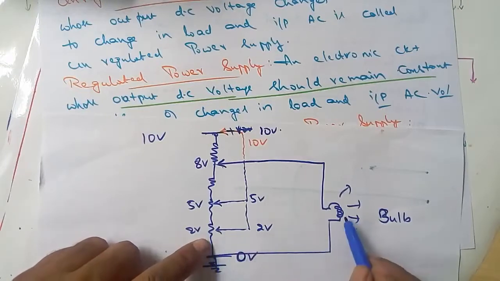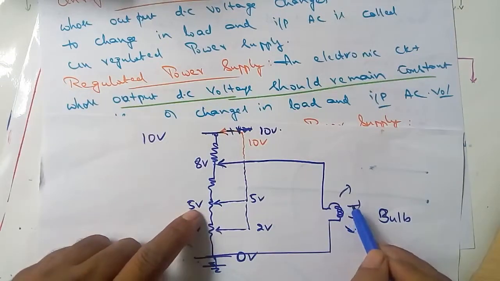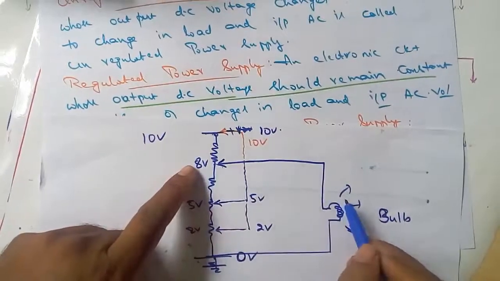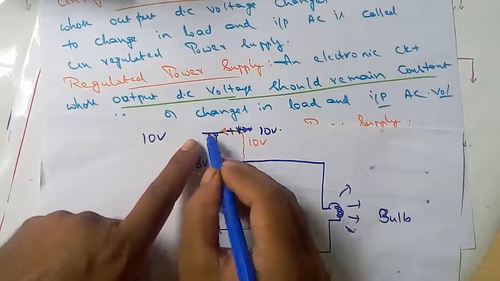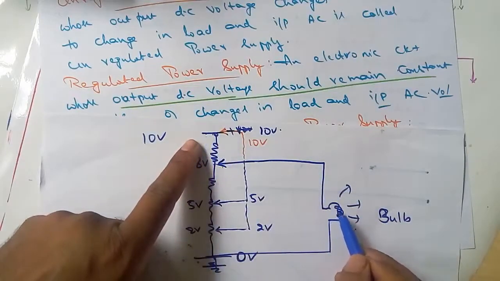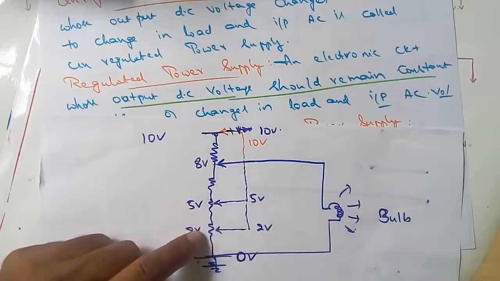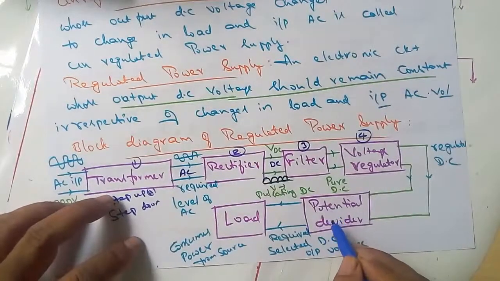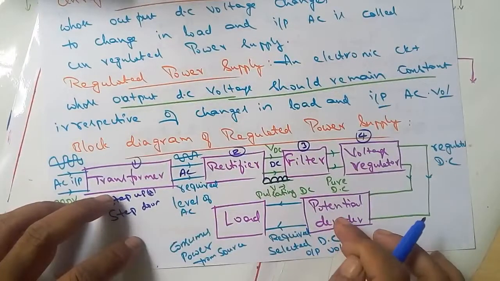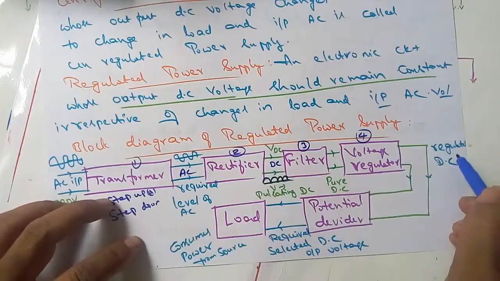So at 2 volts the lamp is very dim, and at 5 volts it is half glowing. For 8 volts it has a good glow, and whenever we give 10 volts, then full brightness, right? In this manner we are controlling the voltage. So what is that controller called? The potential divider. That means it is a circuit which gives the required selected output DC voltage from the regulated DC.